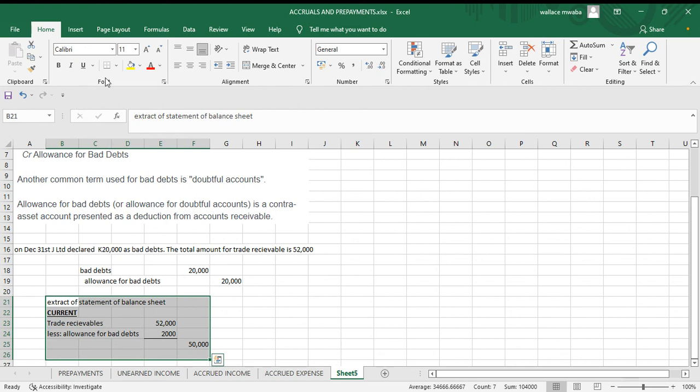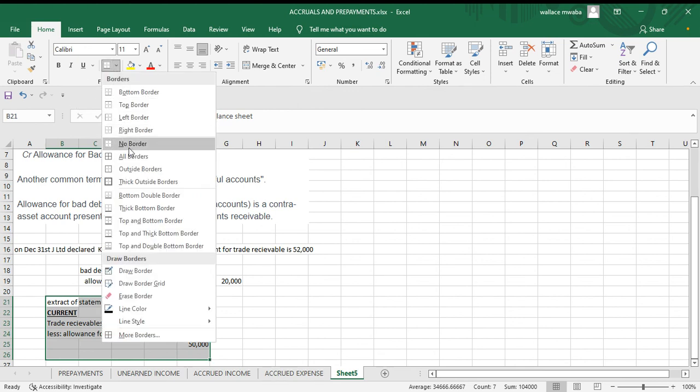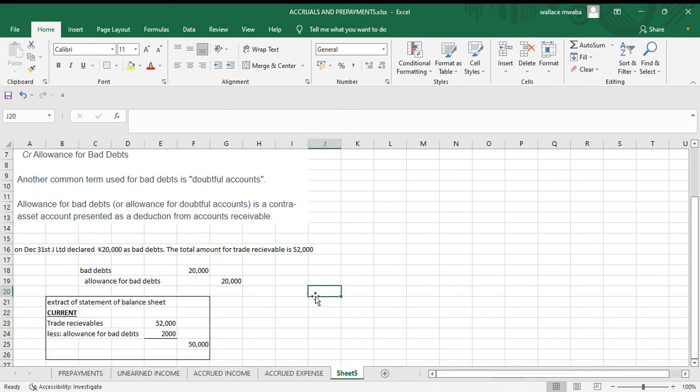Then on your statement of profit or loss, the bad debts expense is going to appear as an expense. It will be tabulated with the expenses which are subtracted from the gross profit.